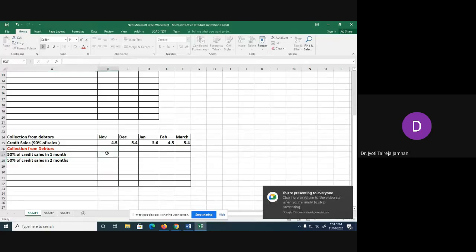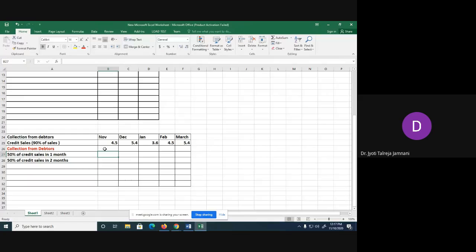So let's solve now. Whatever November sales we are making, 50% of that will be paid after 1 month, which means in the month of December. So November sales, half will be paid in December, 2.25, and the remaining half will be paid in January, which is 2.25. I hope the logic is clear. This November sales of 4.5, half is paid in December and half in January, because 50% of it in the next month and the remaining 50% after 2 months. Is the logic clear?